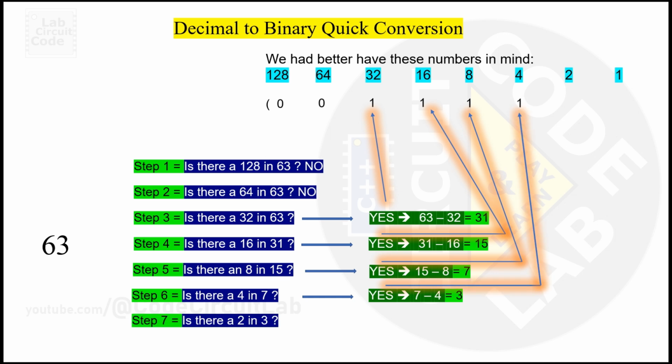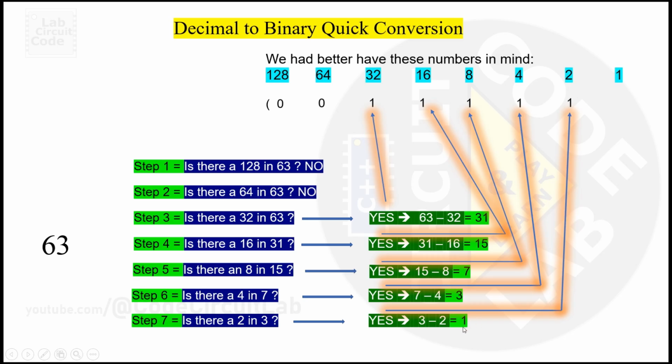Is there a 2 in 3? The answer is yes, of course. We subtract 2 from 3 and we put a 1 under 2. Now all we're left with is 1, and all we're left with here is also a 1. So we put a 1 under this number.